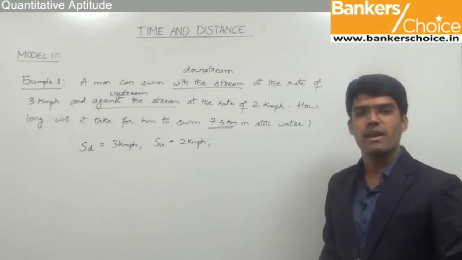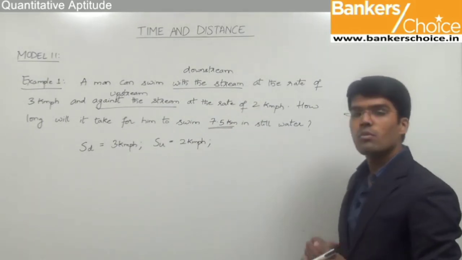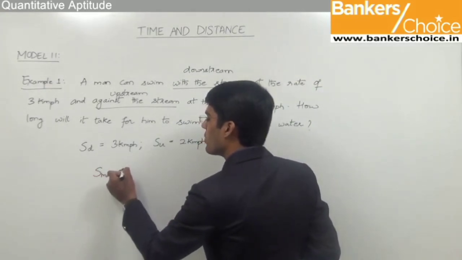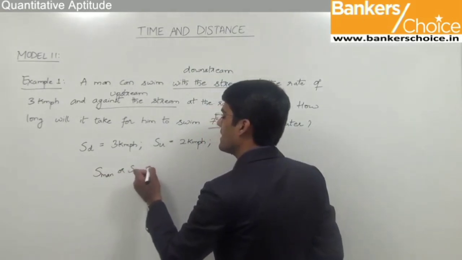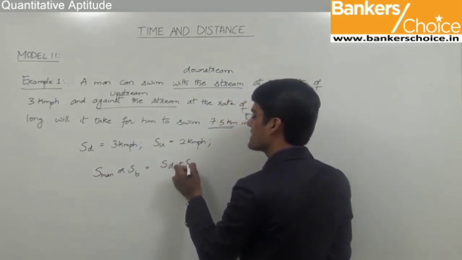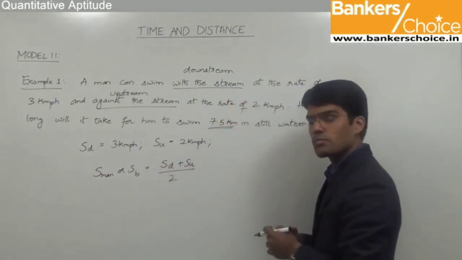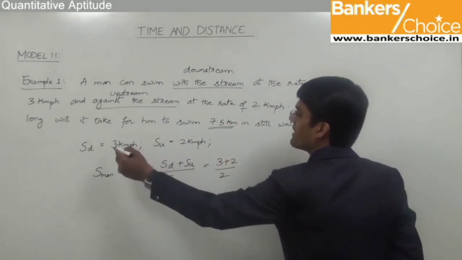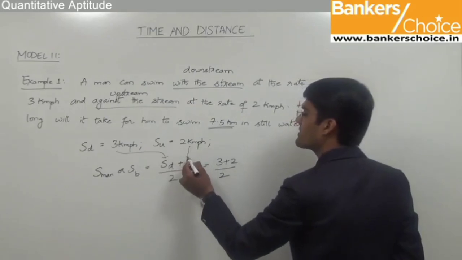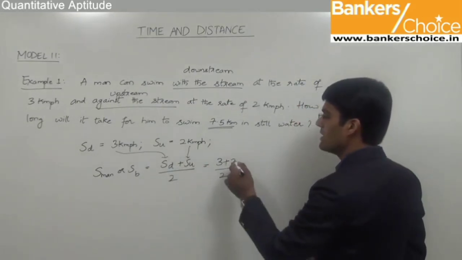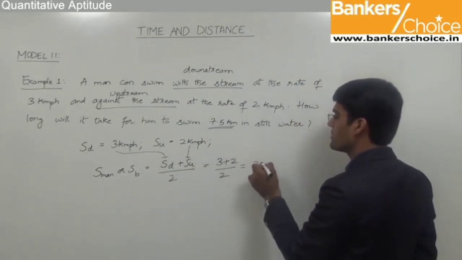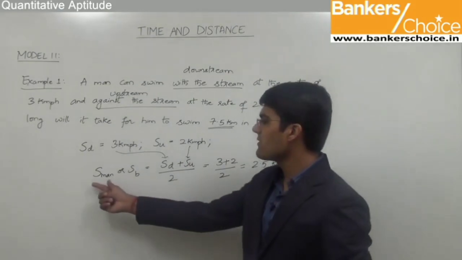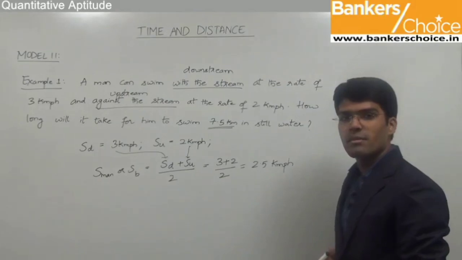Now the only thing which is required is the speed of the man in still water. Now we know that the speed of the man, or the speed of the boat, SB, can be calculated as (downstream speed plus upstream speed) divided by 2. So this can be taken as (3 plus 2) divided by 2, as the downstream speed is 3 kilometers per hour and the upstream speed is 2 kilometers per hour. So (3 plus 2) by 2 is nothing but 5 by 2, which is 2.5 kilometers per hour. So very clearly the speed of the man is equal to 2.5 kilometers per hour.